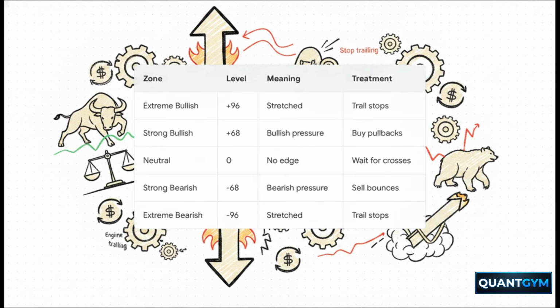When you're in these zones, the participation is aggressive, so you're going to want to buy pullbacks or sell bounces. But as you push out to the extremes, like the plus 96 or minus 96 levels, the engine is basically redlining. The momentum is huge, but it's really stretched. That's exactly when you need to trail your stops and definitely avoid chasing late entries. It's just a brilliant way to visually gauge option chain pressure.